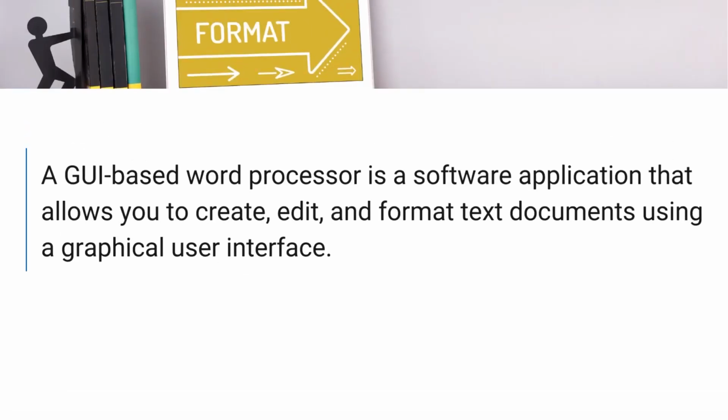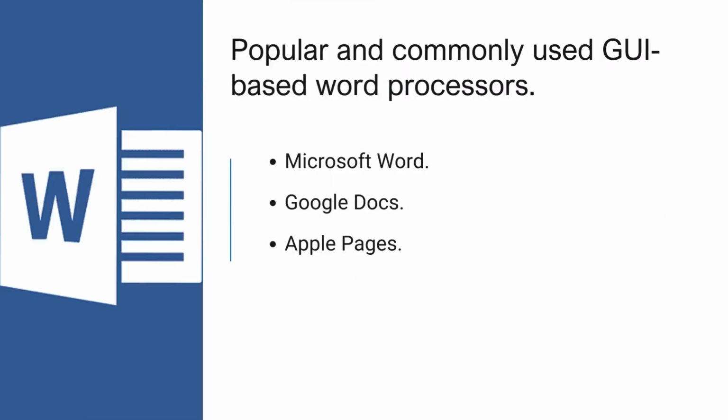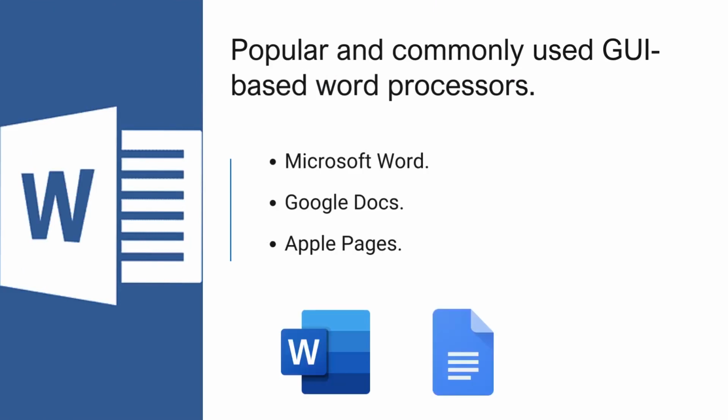A GUI-based word processor is a software application that allows you to create, edit, and format text documents using a graphical user interface. Some of the most popular and commonly used GUI-based word processors include Microsoft Word, Google Docs, and Apple Pages. These applications provide a range of features and tools that make it easy to create professional-looking documents with ease.